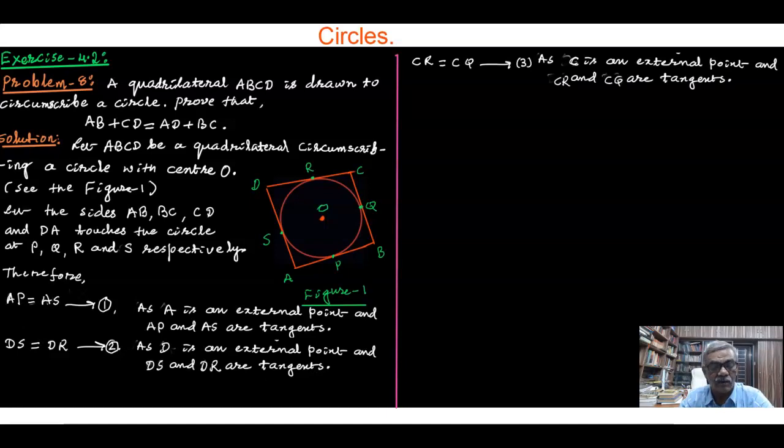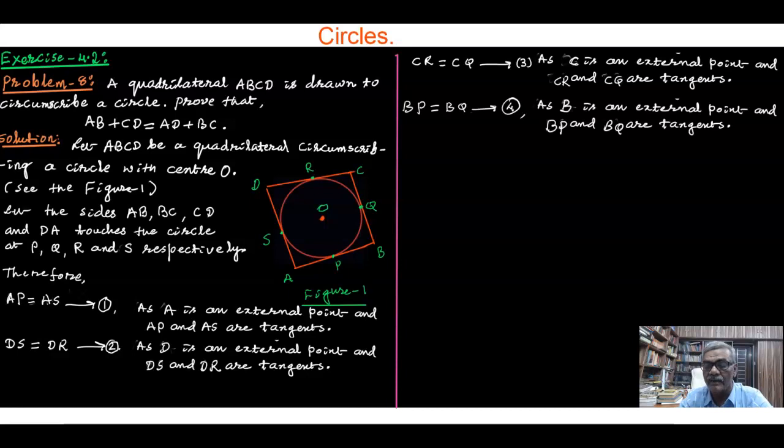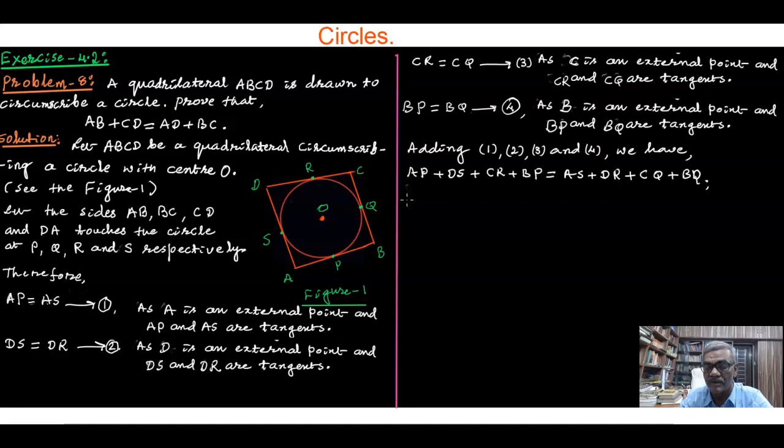Similarly, CR equals CQ, where C is the external point and CR and CQ are tangents. BP equals BQ, as B is an external point and BP and BQ are two tangents which are equal. Let me call this equation 4. Adding 1, 2, 3 and 4, we have on the left hand side AP plus DS plus CR plus BP equal to AS plus DR plus CQ plus BQ.